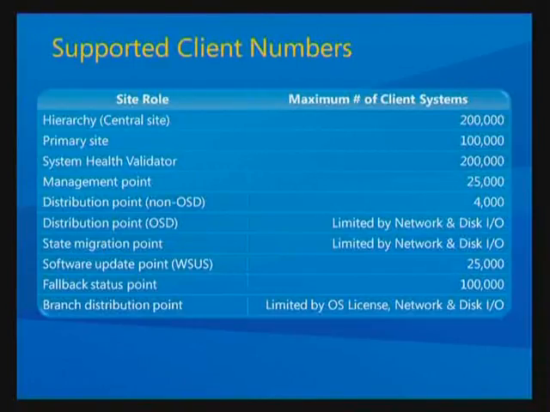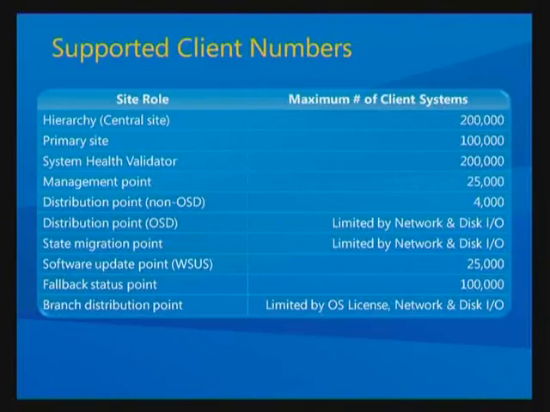Software update points, which are obviously key to Configuration Manager. You've seen a couple of presentations on them already. Same as a management point, 25,000 clients per WSUS server or software update point. If you want to get to that 100,000 in a single hierarchy, you NLB cluster your WSUS servers or software update points. So you can put them in a cluster to get you up to 100,000 clients per primary environment.